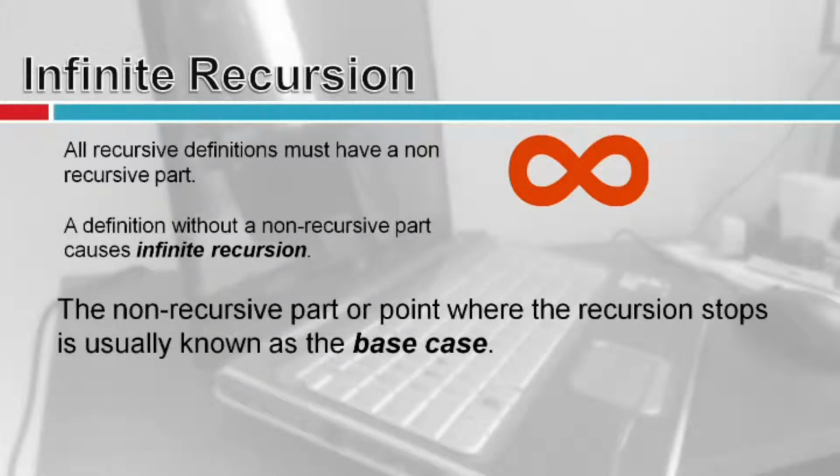The non-recursive part, or point where the recursion stops, is usually known as the base case. So where I'm able to return something without having to call myself again, directly or indirectly, that's what I call my base case. It's usually a good practice whenever you're creating a recursive function to consider your base case first. As long as you have your base case, you can kind of craft the rest of your recursion around it. Now you can have more than one base case, and you can have more than one recursive step, but we'll get into that in more advanced designs.